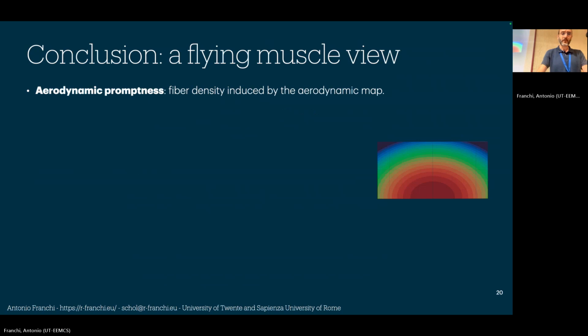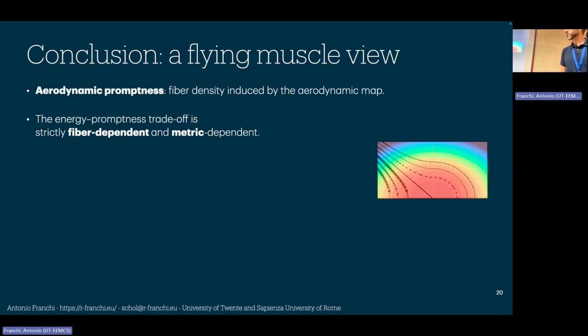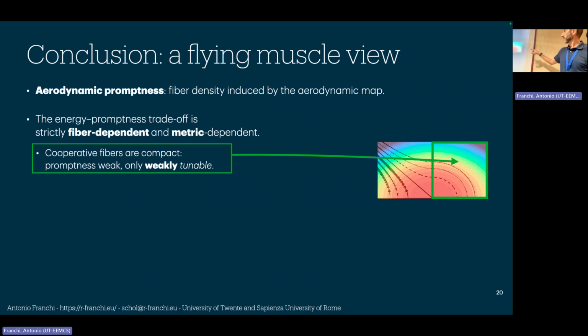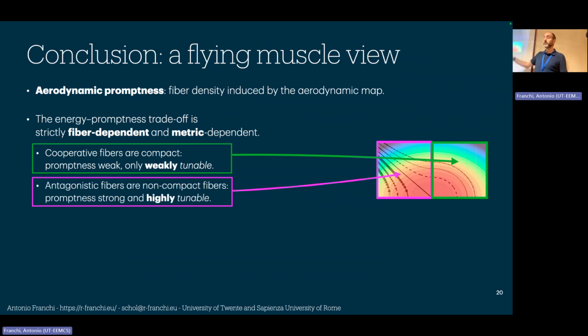So in conclusion, aerodynamic promptness is the fiber density induced by the aerodynamic map. Here you see the field. So there is a field induced by the aerodynamic map, and a metric, actually, on the velocity field. Here it is in 2 dimensions, but the formula holds in n dimensions. The energy promptness is fiber and metric dependent. In the part in which the rotors cooperate, you have a weak tuning capability of the promptness. In the part in which the rotors instead are antagonistic, the forces are antagonistic, you have a high capability of tuning.